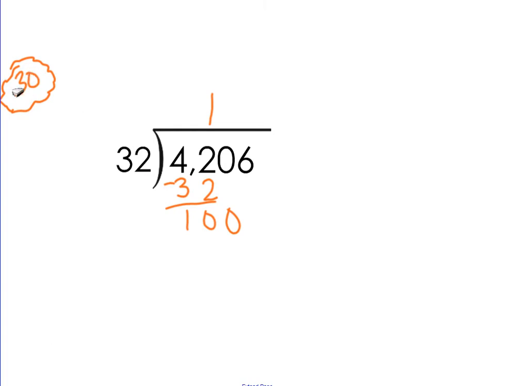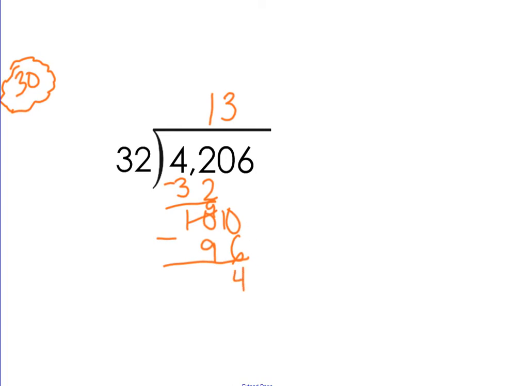Now I'm going back to thinking about 30. 32 is 30. And how many 30s go into 100? So 3 30s might go into 100, so let's try 3. 3 times 2 is 6, and 3 times 3 is 9. Subtract those. This becomes a 10, and this becomes a 9. So 10 minus 6 is 4.